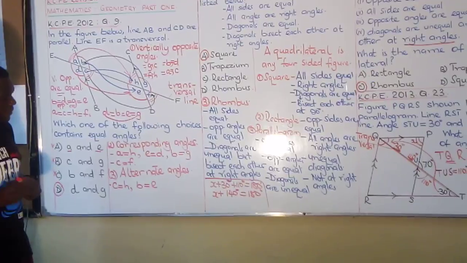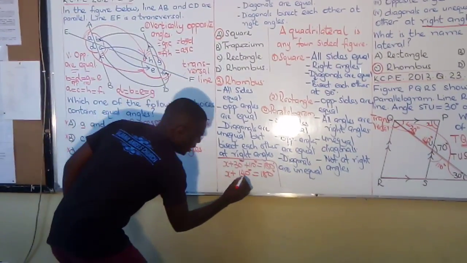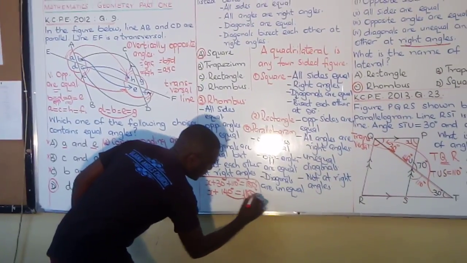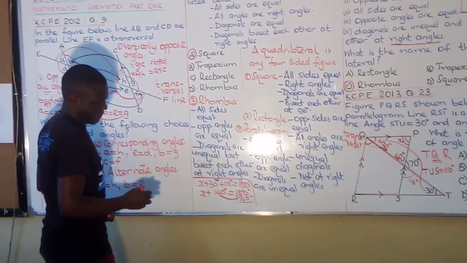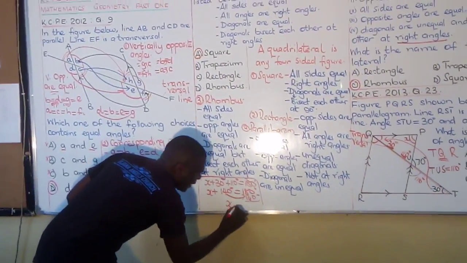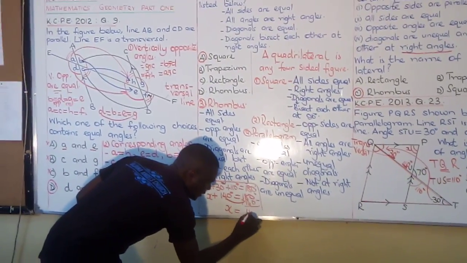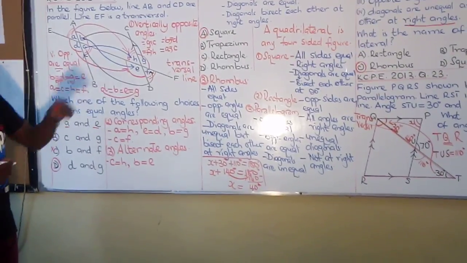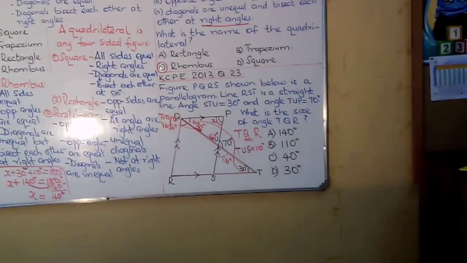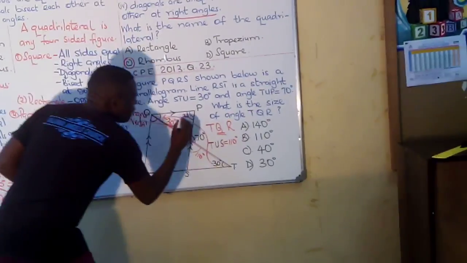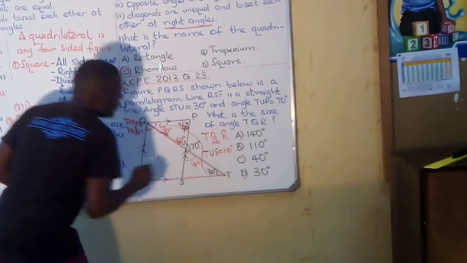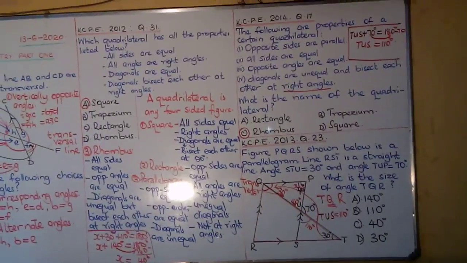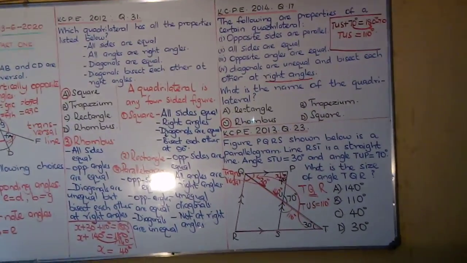Understand that? Now we transfer 140 to the other side, becomes minus 140. And so that makes X to become 40 degrees. Look at that. So the value of X there is 40 degrees. So this is 40 degrees, boys and girls. Are we there now? Do you understand that?